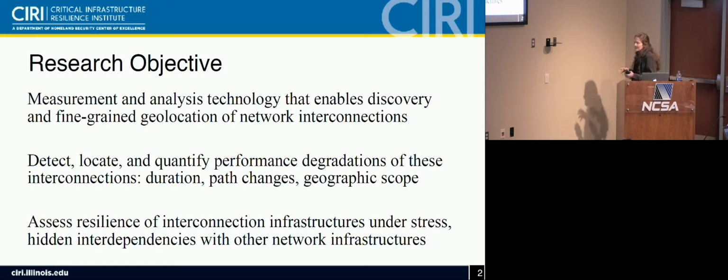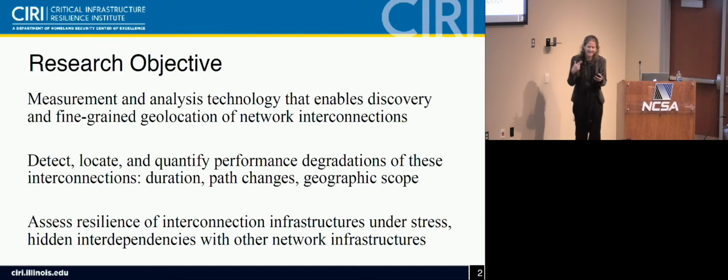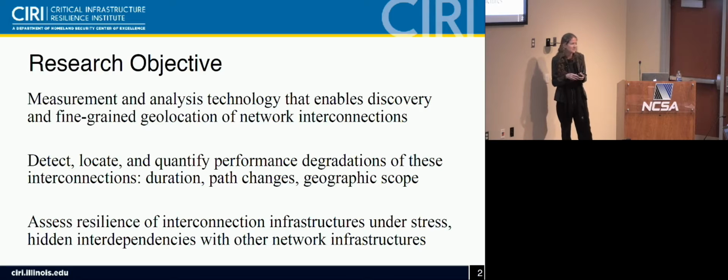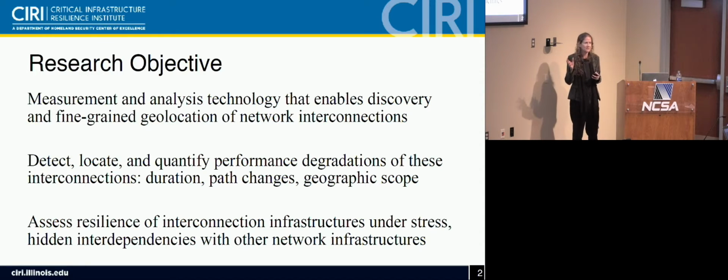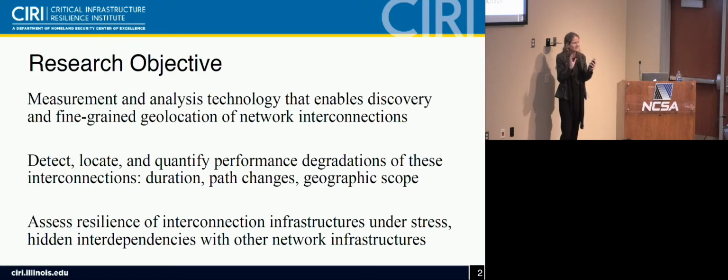So even building a map of the interconnections and where they are turns out to be incredibly difficult. And then the next challenge is to find out where and what is the cause of performance degradations at these interconnections. So that's the high-level objective of our work. And this actually touches other projects at CAIDA that we've been working on for a while, funded by DHS and NSF. So it's a perfect fit for CIRI.